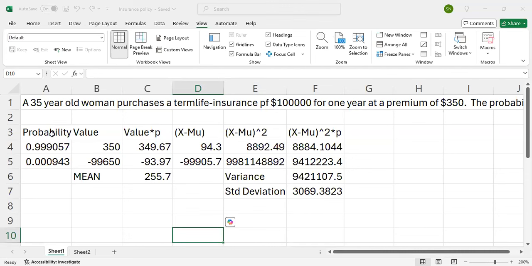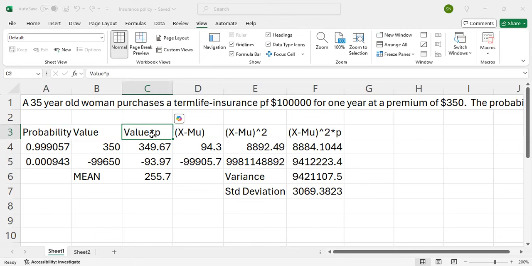So, in the first column, I listed the probability value. And I'm looking at the picture from the insurance company's perspective. So the probability that the woman will live after 1 year is 0.999057. In that case, the insurance company gets $350. They do not have to give $100,000 to the woman's beneficiary. So the first column is the probability value. The second column is the value of the particular event where the insurance company does not have to pay. Next column, column C, is the value times the probability of that happening.